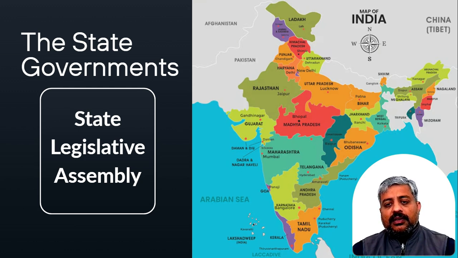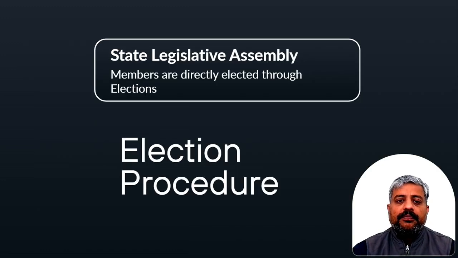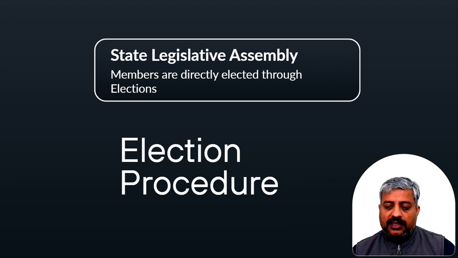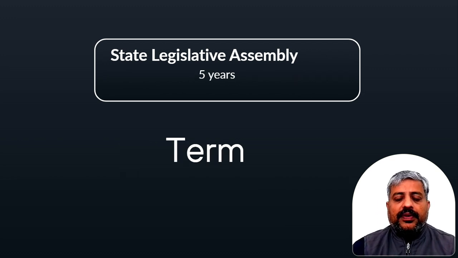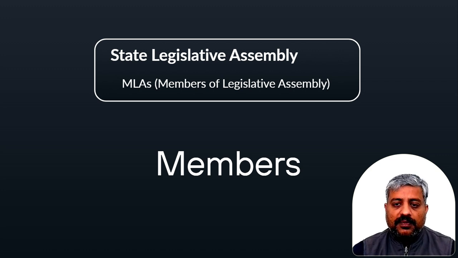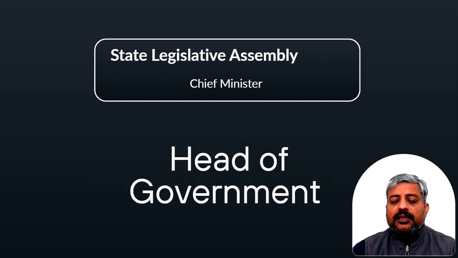Now we'll talk about the state governments or the state legislative assembly. The government of India, as we talked about, works for the whole country. Now, the state governments or the state legislative assembly. Members are directly elected through elections. The election procedure is the same. Okay, fine. The term is 5 years. Members are known as MLAs, members of legislative assemblies. So who is the head of the state? It's the governor. Who is the head of the government? It is the chief minister.